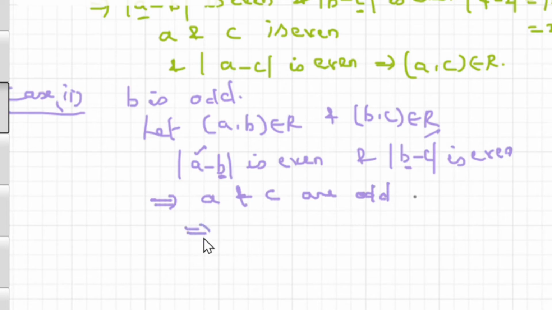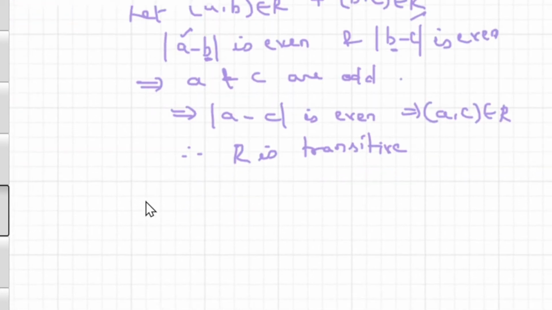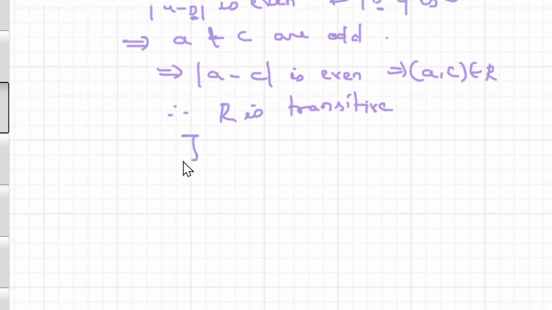And therefore this implies the difference A minus C is even, and that implies (A, C) belongs to R. Therefore, from these two cases, it is clear R is transitive. Hence, we proved all the three conditions. Hence, R is an equivalence relation.